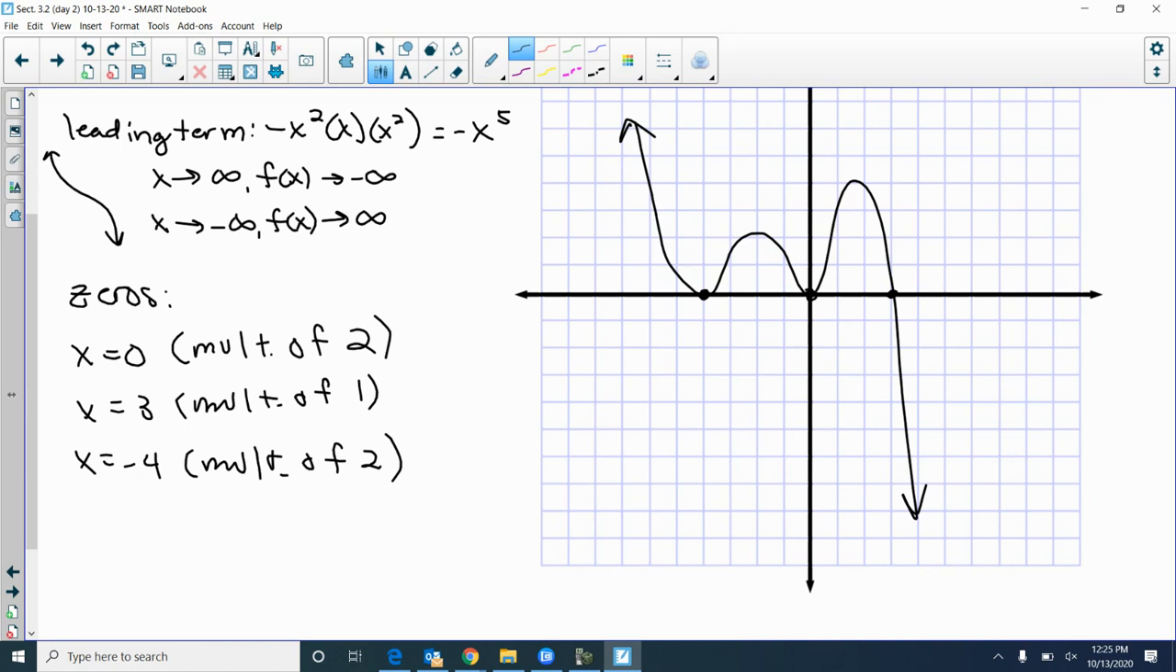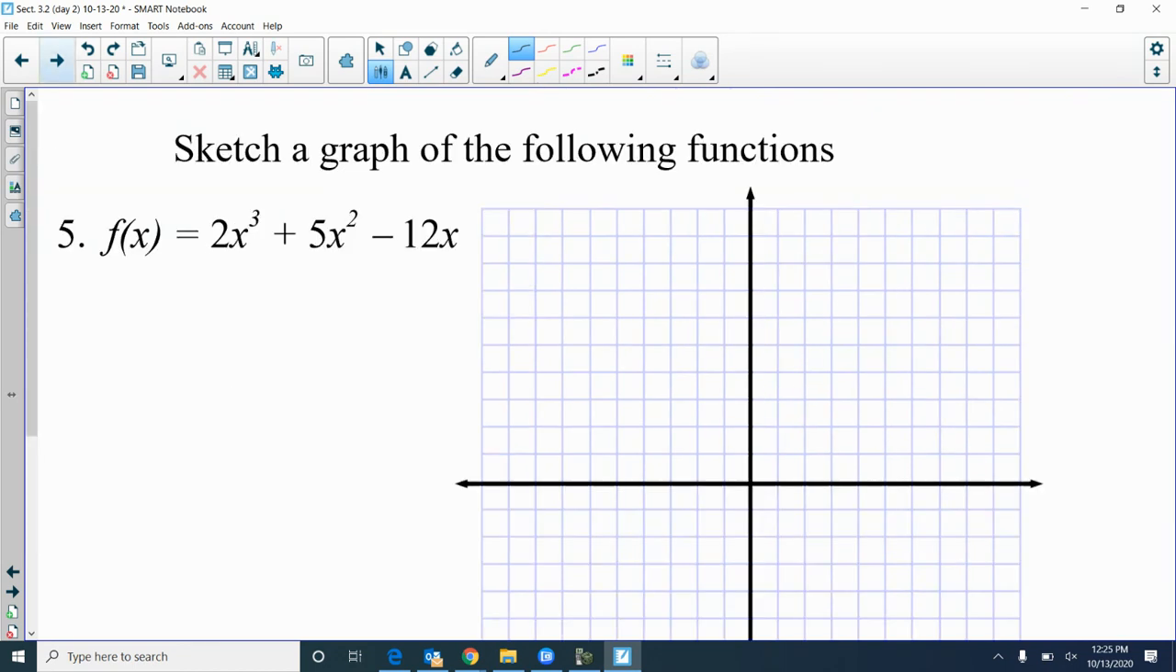How many turning points do I have? I got 1, 2, 3, 4 turning points, which means it has to be what degree? Fifth degree. Remember, there's n minus 1 turning points, at most. All right, now this last one, I'm going to give it to you because it doesn't look the same.